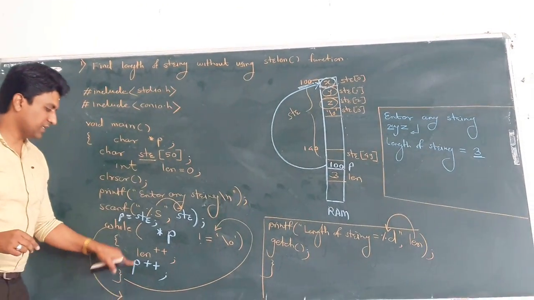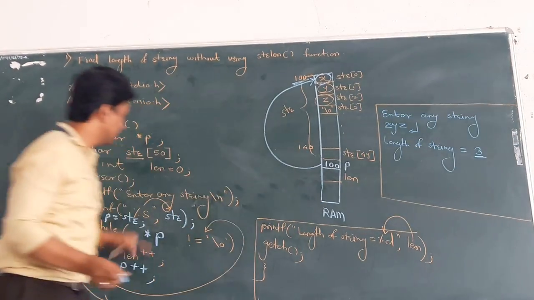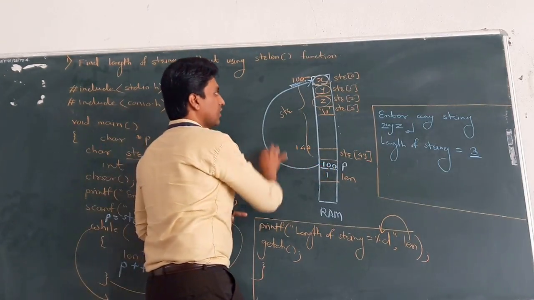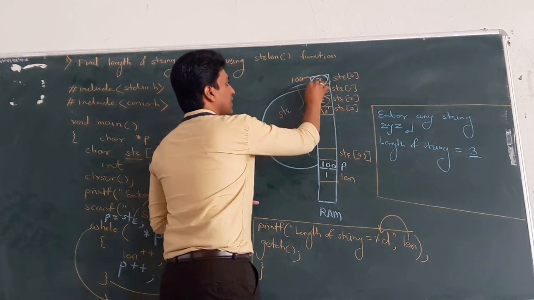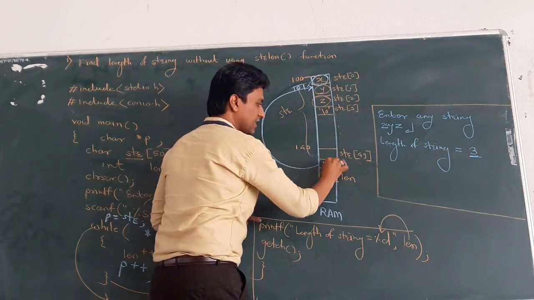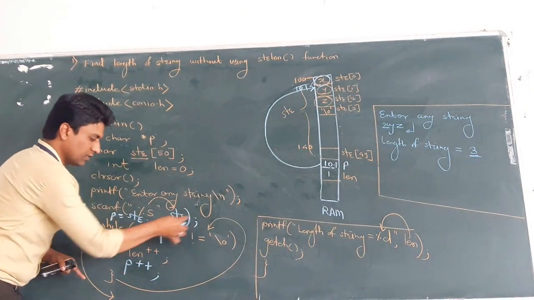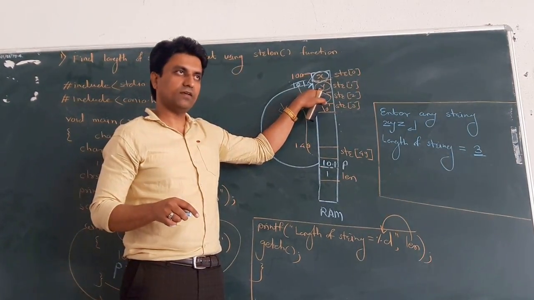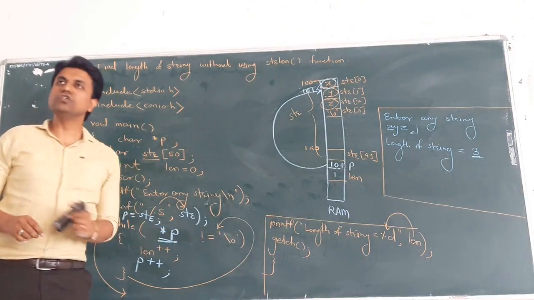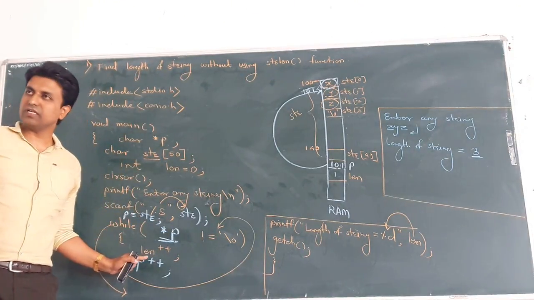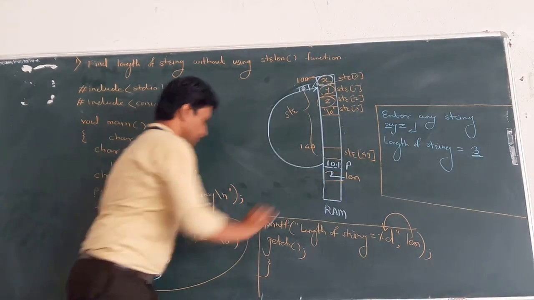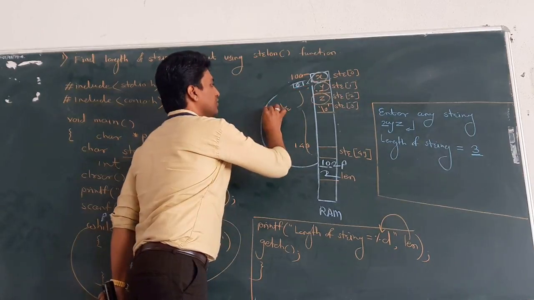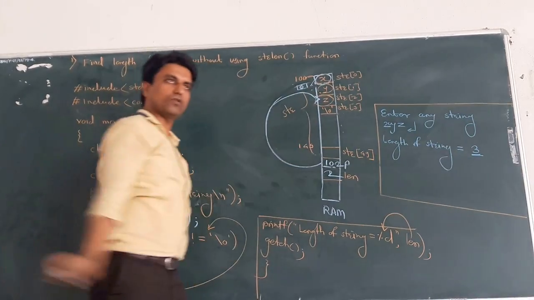Initially length is 0. After the first entry length becomes 1, and p becomes 101 and stores the address 101. Now, *p: what is the value at that address location? y. So y is not equal to \0, condition true. Again entry, length++ means length becomes 2. p++ means p becomes 102. So now p points to the 102nd location, that is the z location.